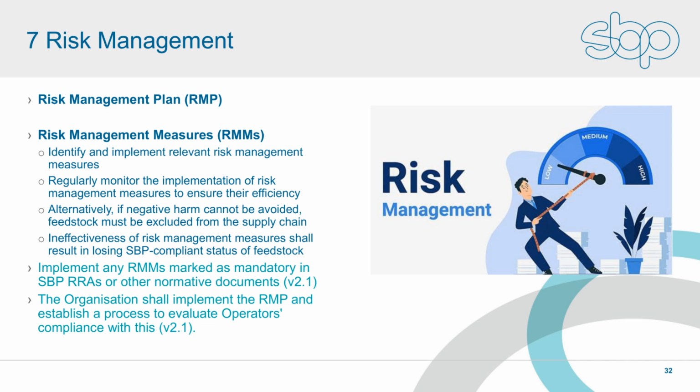Second, Clause 7.4. The organization must implement the risk management plan and establish a process to evaluate operators' compliance with the plan. The intent is clear: enforce the RMP at the forest level, where applicable. It is no longer enough to have a good plan on paper. The organization has to confirm that the measures are actually being applied on the ground. Auditors will look for evidence of this evaluation process, so document how you do it.